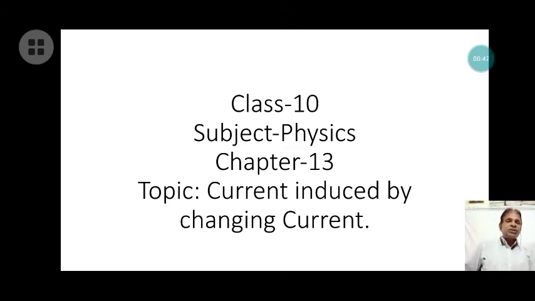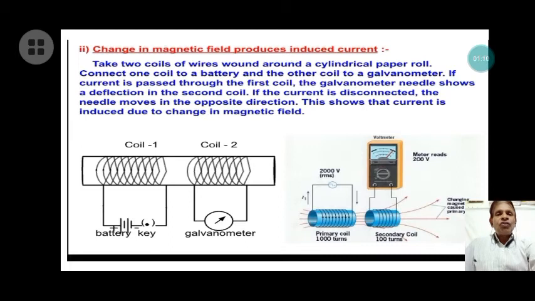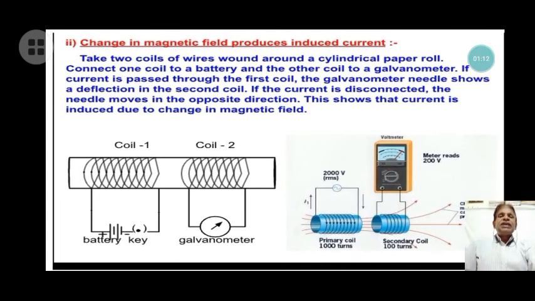It is the second experiment of Michael Faraday, showing how electric current is also produced in another coil. The magnetic field associated with a current carrying conductor also produces electric current in another conductor. That is given in this experiment here. For this, a change in the magnetic field produces induced current.